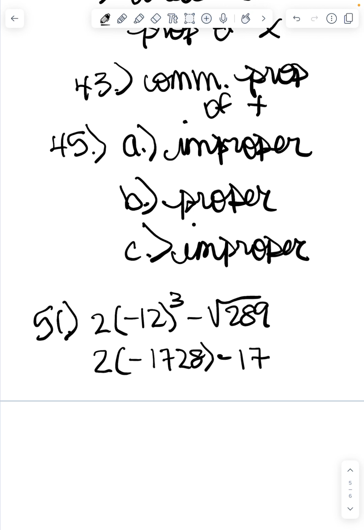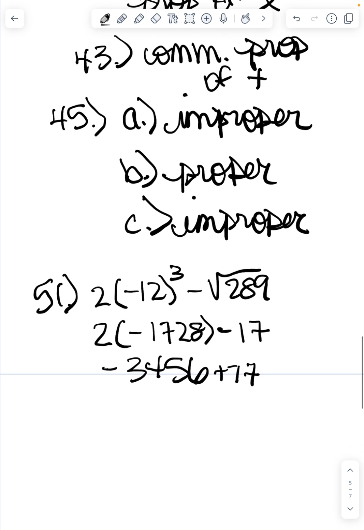So now if we multiply, we're going to end up with two numbers that have the same sign, which means you're going to add them together and keep the sign. So negative 3,473 is our answer.